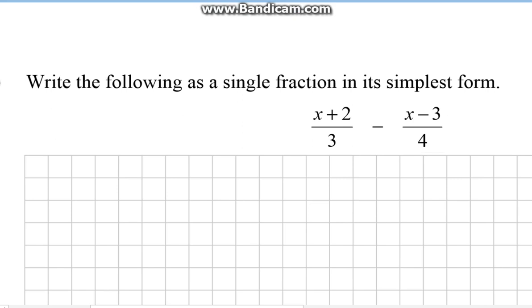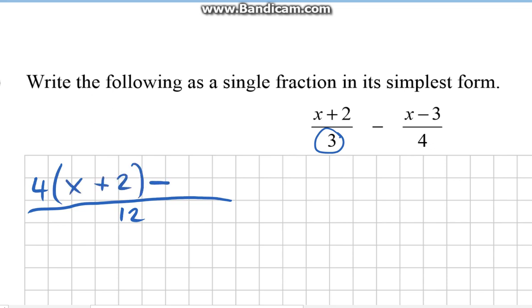Okay, this one we need to get a common denominator. So the common denominator is going to be, what do 3 and 4 go into? 12. So I'll say 3, so this one goes into my new denominator 4 times. So I multiply 4 by what was on top of my bracket, minus, because there was a minus there. And then I say my denominator 4 goes into my new denominator 12 3 times. So 3 multiplies by what was on top of 4.